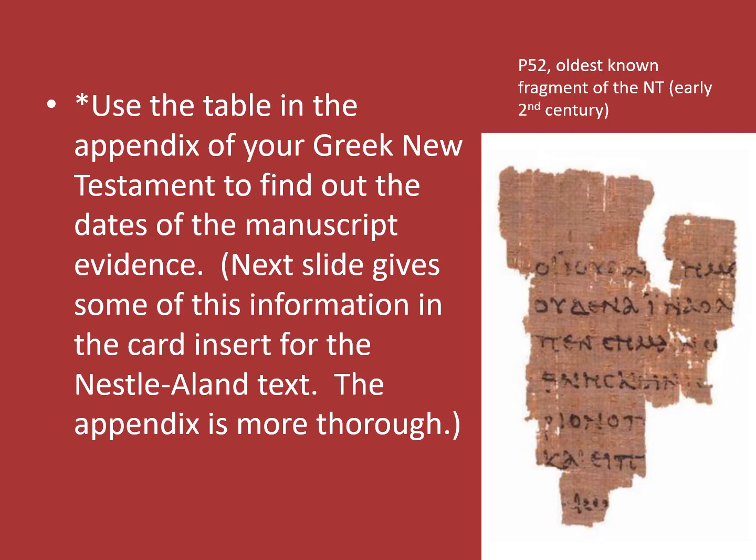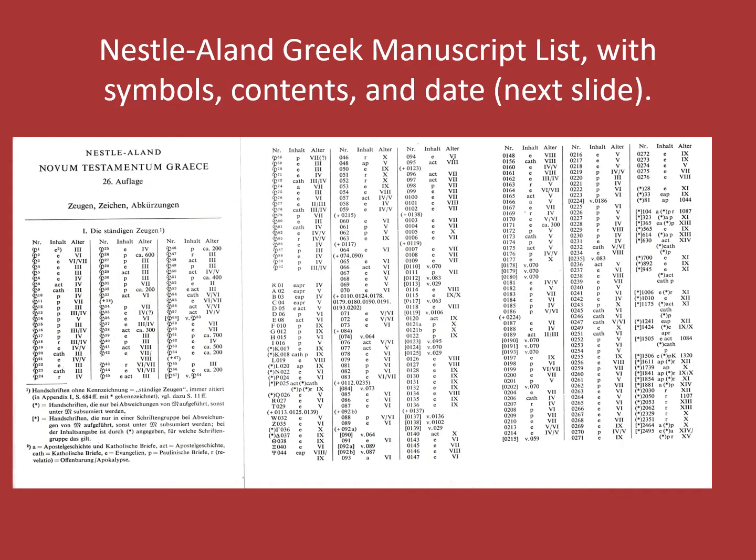Now the next slide gives some of this information that comes from a card that comes with the Nestle-Aland Greek Critical Edition. And so in addition, we have a card as well as the appendix from the Greek New Testament. Here's the card that comes with the Nestle-Aland Critical Edition of the Greek New Testament. This information is found again in the text itself at the back of your Greek New Testament.